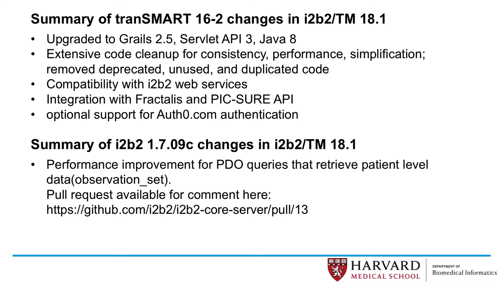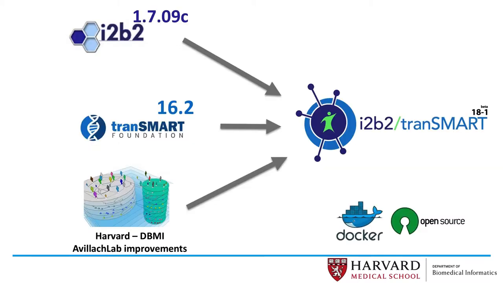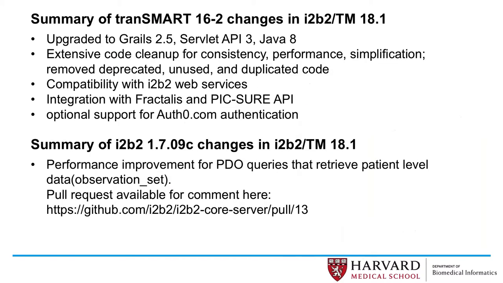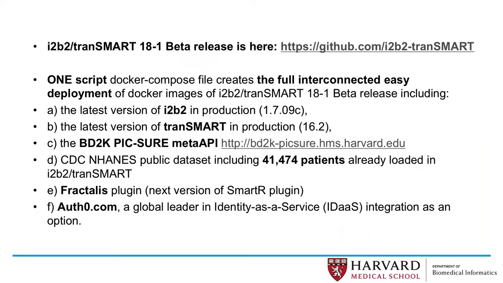But we really want to have the core version, the latest version of I2B2 in production, and the latest version of Transmart in production, the 16.2. We don't want any other version that is not yet in production and approved by the foundation, because we really want to make sure that this is working at scale. And what you can have access to today is this 18.1 beta release that we released a month ago, available here on GitHub, on the I2B2 Transmart GitHub repo.